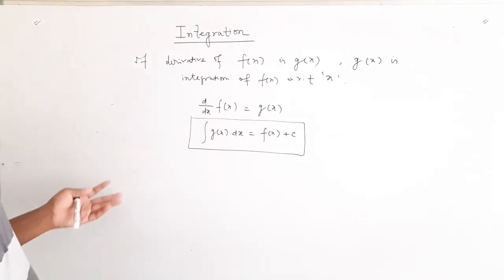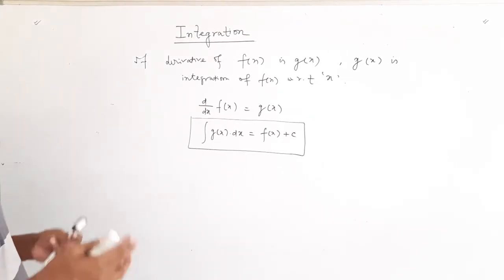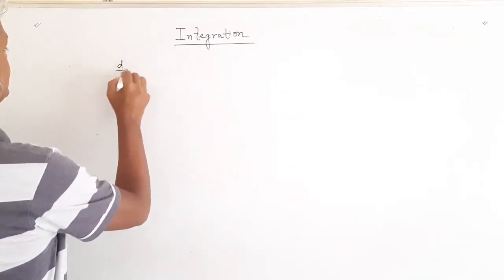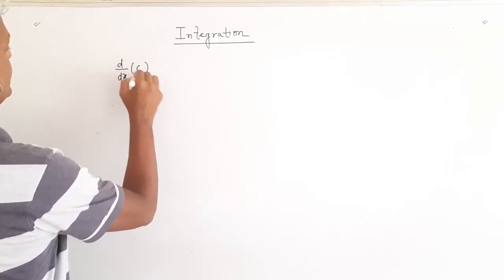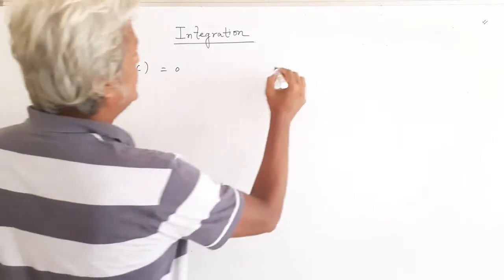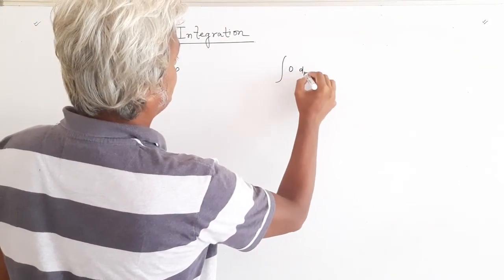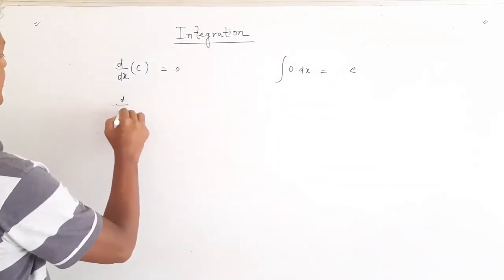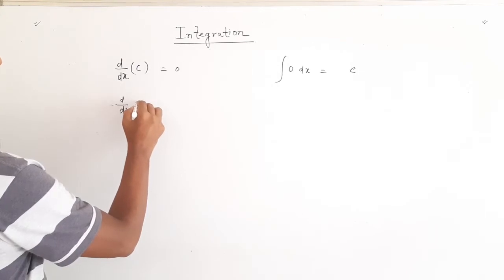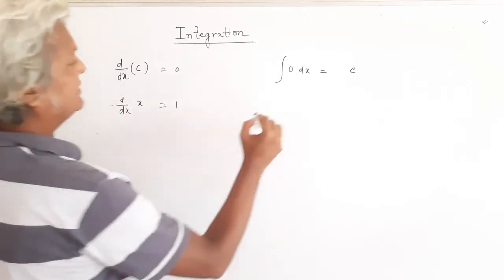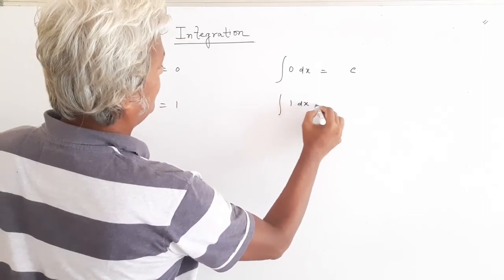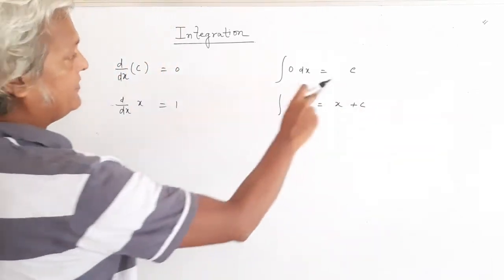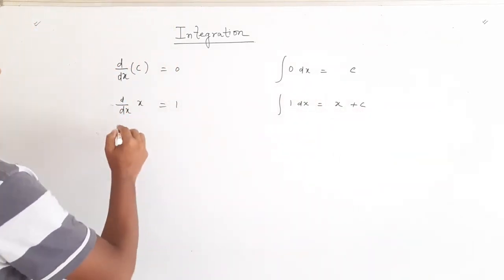Now I will clear the screen and write the formulas of differentiation, and then I'll tell you how to find the formulas of integration. You know that the differentiation of a constant is 0, so the integration of 0 is a constant. Differentiation of x is 1. Integration of 1 with respect to x is x plus the constant of integration. Every time we have to provide this constant of integration.